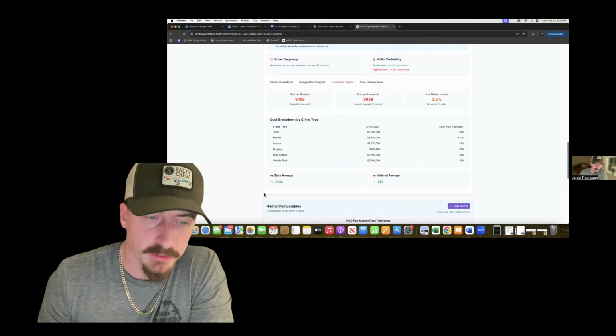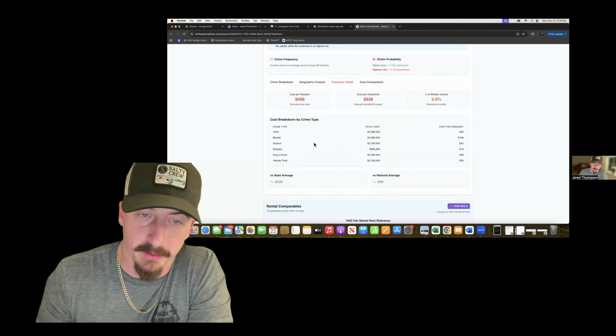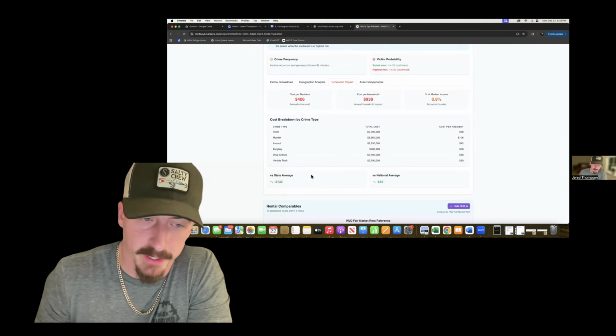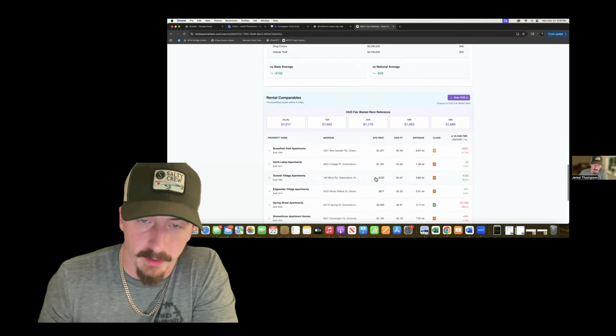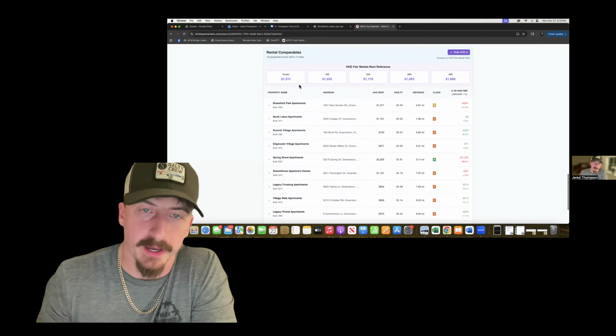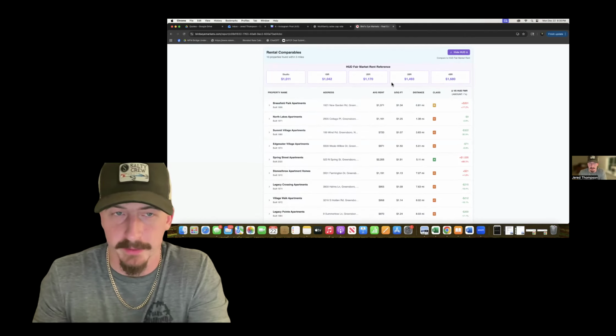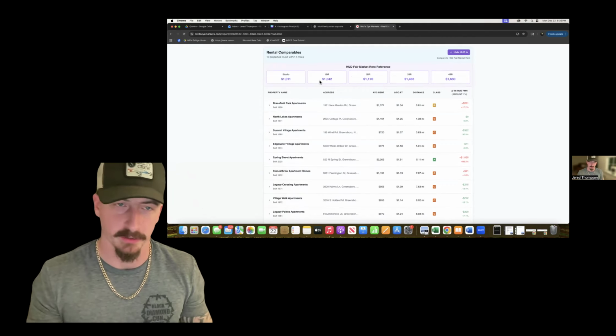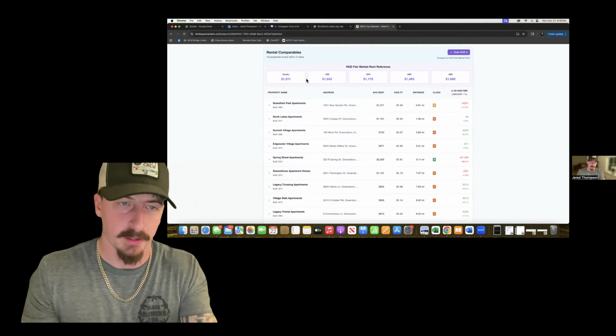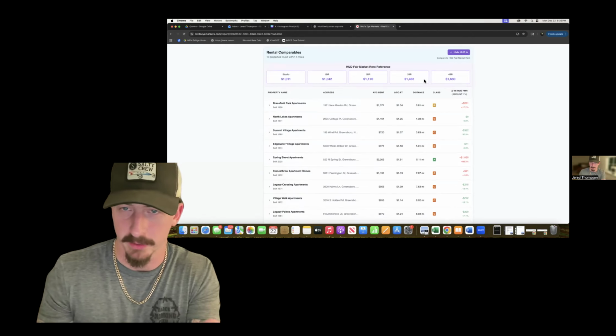Also, you can compare this economic impact to the state average and the national average. So that's good. Obviously, rent comps are important. We've added HUD fair market rents here because some people like to reference that if you're investing into affordable housing or you want to accept Section 8 vouchers. This is where that number comes from.